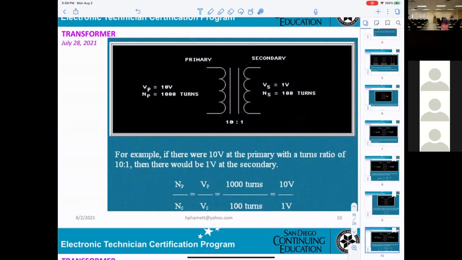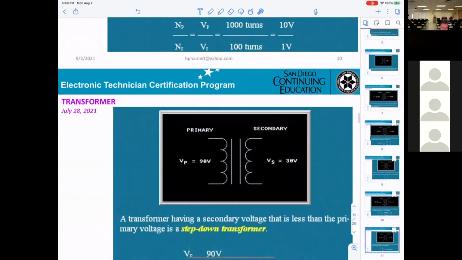Okay, so for example, if there were 10 volts at the primary with a turn ratio of 10 to 1, then there would be 1 volt at the secondary. So you get 10 volts for the primary and 1 volt for the secondary. This is how they apply the formula NP over NS equals VP over VS.